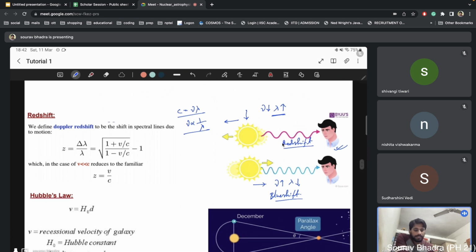This is actually the difference from the original, because the source is emitting at an original wavelength, which I denote as lambda source. Lambda source is the original wavelength which the source is emitting, and we are observing a different lambda, which may increase or decrease depending on redshift or blueshift, that is lambda observed. So, for the redshift case, lambda source is less than lambda observed, as I told you, that we will detect a larger wavelength.